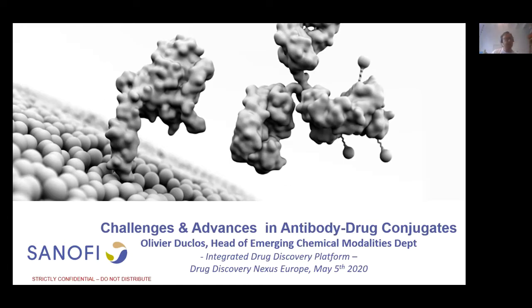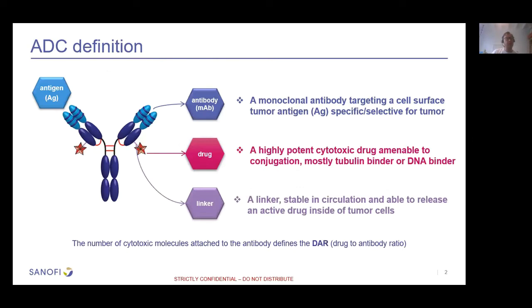So please let me remind you what we are talking about. What is an ADC? It is composed of 3 components: an antibody that targets a tumor antigen that ideally should be specific to the tumor. There is the highly potent cytotoxic drug that needs to be delivered inside the tumor cell, obviously to kill it. And then a linker that allows connecting the drug to the antibody, that will be cleaved, obviously, to release the drug within the cell.